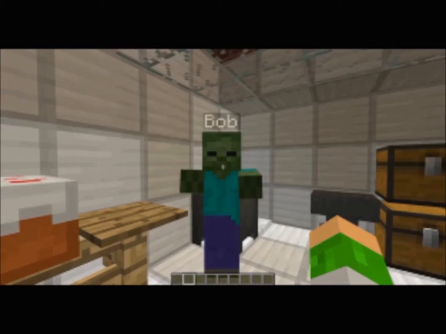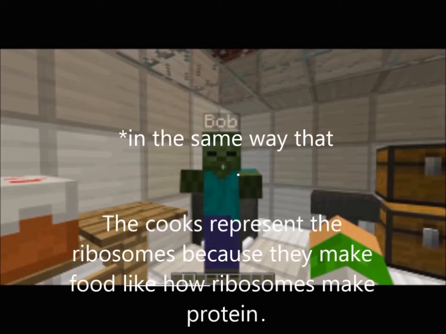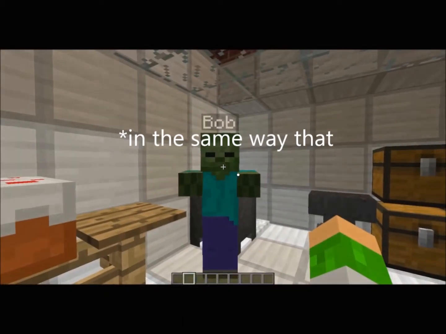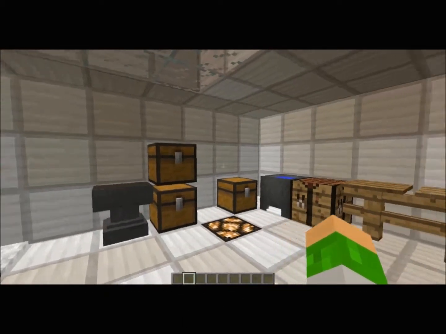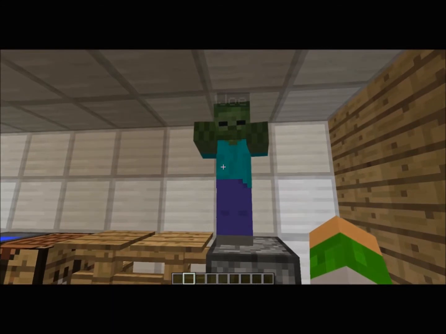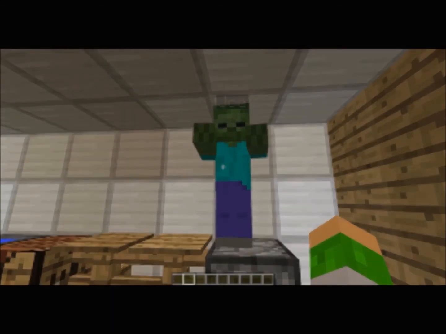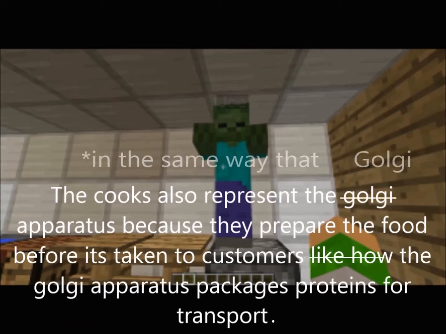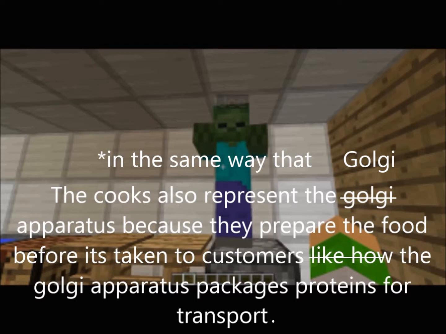So Bob is a cook, and he represents the ribosomes because they make food, like how ribosomes make protein. So this is the kitchen, this is Bob and Joe's environment. And Joe right here is another cook, but he represents the Golgi apparatus because he prepares the food before it's taken to the customers, like how the Golgi apparatus packages proteins for transport.